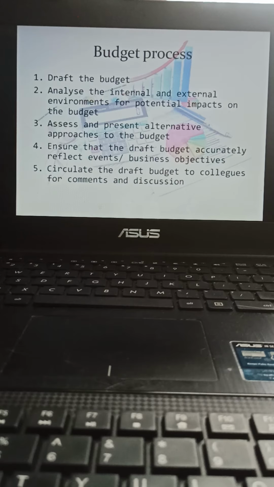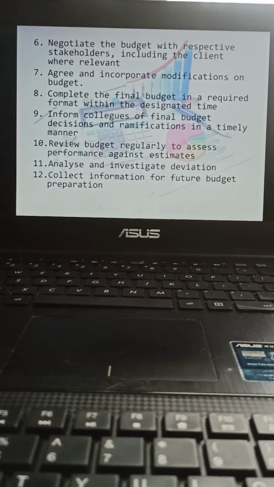So people in your finance team are supposed to at least work together with everybody so that they know what's going on, where the money is coming from, where the money is going out to, and everything like that. Okay, communication is very important. Negotiate the budget with respective stakeholders, meaning if you have sponsors, you need to negotiate and get what you need. Agree and incorporate modifications, any changes to the budget. Complete the final budget if required.